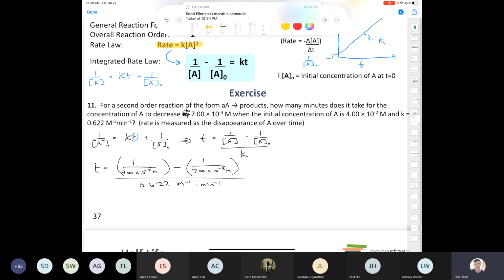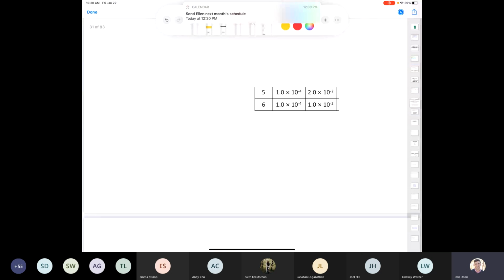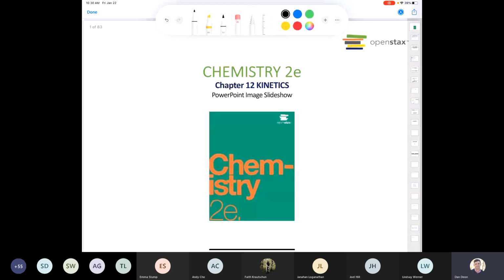When you punch that in your calculator and simplify it a little bit, you get 30.3 reciprocal molar subtract 25.0 reciprocal molar, divided by 0.622 reciprocal molar per minute. Sorry, these are reciprocal molar. I was wondering why that doesn't cancel.